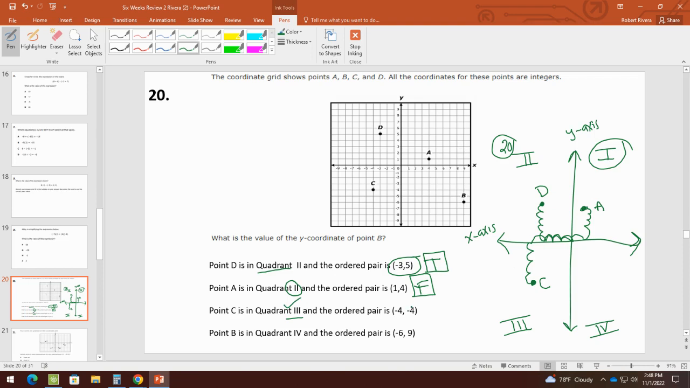Now let's check this guy out. (-4, -4). Yep. You did graph it correctly. (-4, -4). So that checks off too. So guess what? This guy is a true statement too.